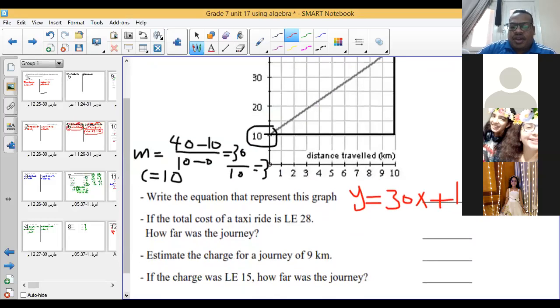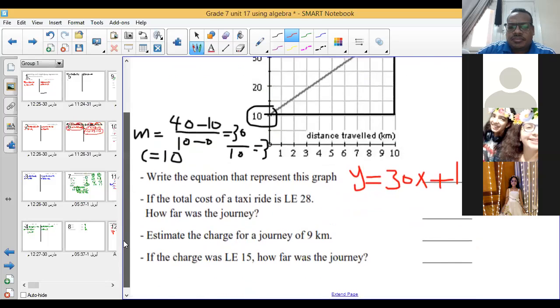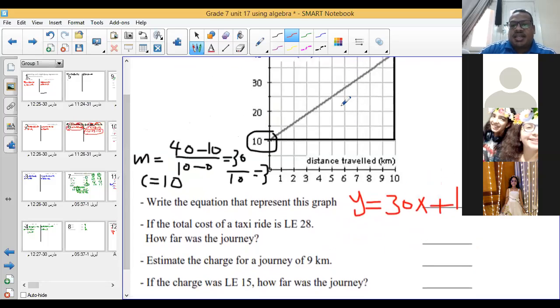Okay. If the total cost of taxi... It's 3x. It's supposed to be 3x, not 30. Yes, sorry. Thank you. Okay, so it will be 3x plus 10.